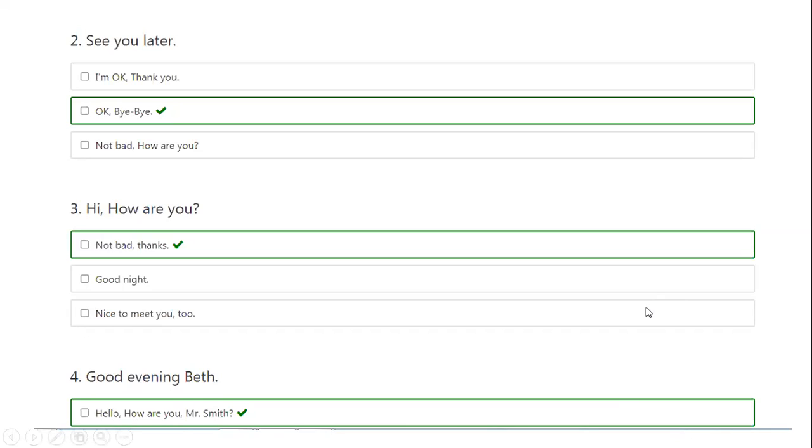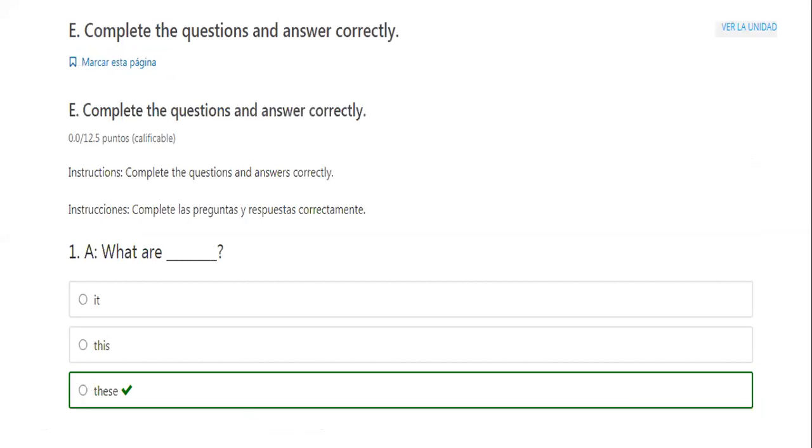Entonces, en esta parte lo que evaluamos es the coherence of the expressions, la coherencia, como usted comprende, las expresiones that you have learned during the module, in this case, to say hello and to say bye-bye. En este caso, saludos, ¿verdad? Iniciales o despedidas. Okay, letter E, complete the questions and answer correctly.